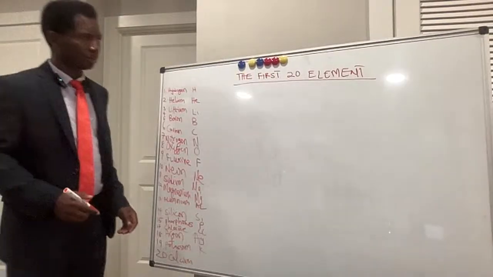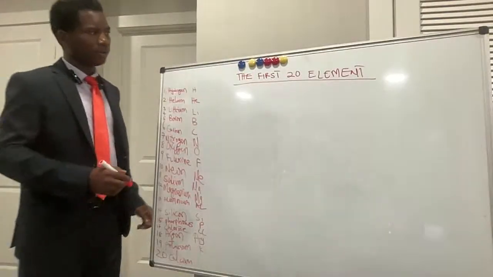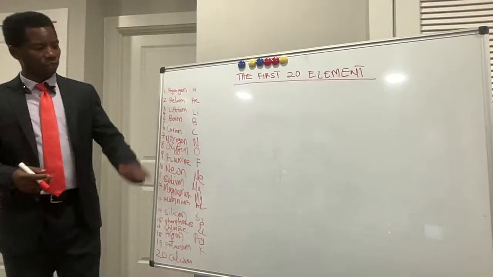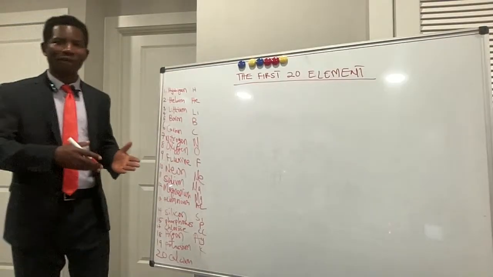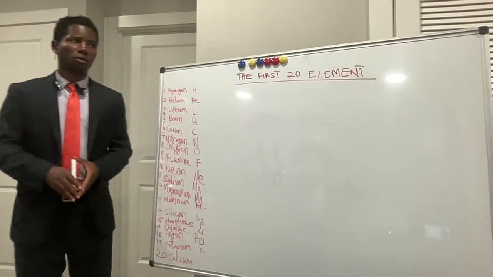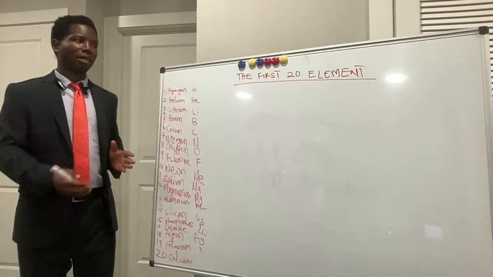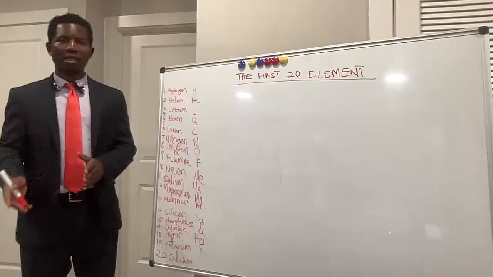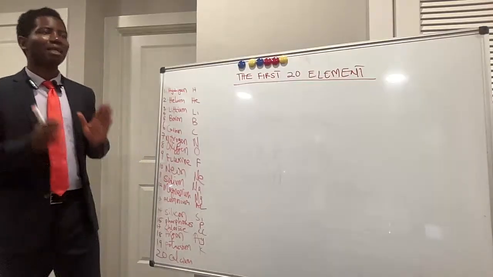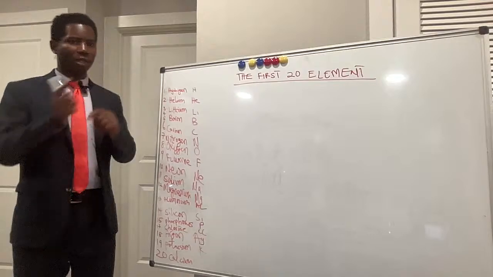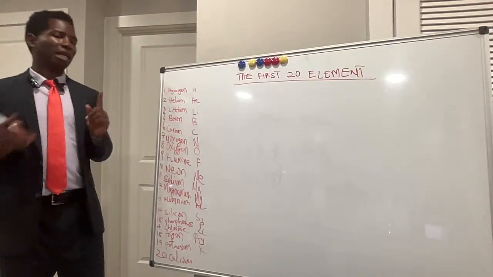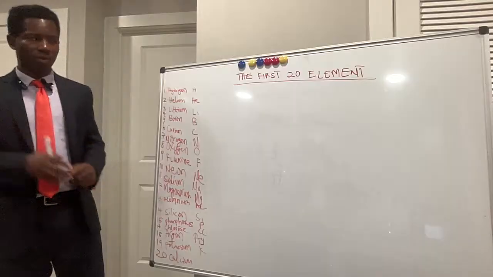Good day, class. Today we are going to look at the first 20 elements. After that, we are going to look at how you know if an element is a metal or non-metal, because in basic classification, some elements are metals, some are non-metals, and some are metalloids. So how do we know? Let's classify elements first into metal and non-metal, so we know how to distinguish between them.